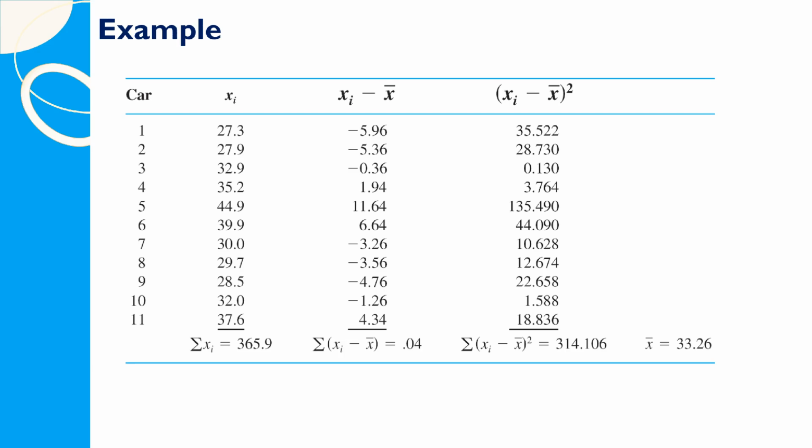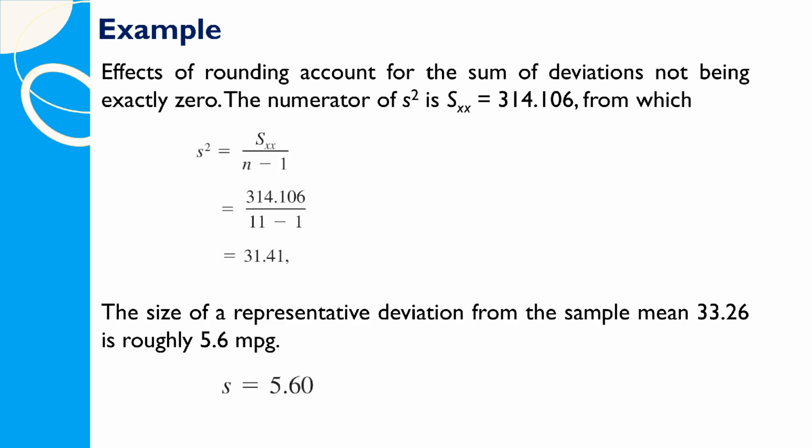Rounding effects can cause the sum of deviations from the sample mean to not be exactly zero. For instance, with a calculated sum of squares of 314.106, the size of a typical deviation from the sample mean of 33.26 is approximately 5.6 mpg. This discrepancy is a result of rounding errors that slightly alter the exact deviation values, affecting the overall sum of deviations. The magnitude of a typical deviation from the sample mean of 33.26 is approximately 5.6 mpg.